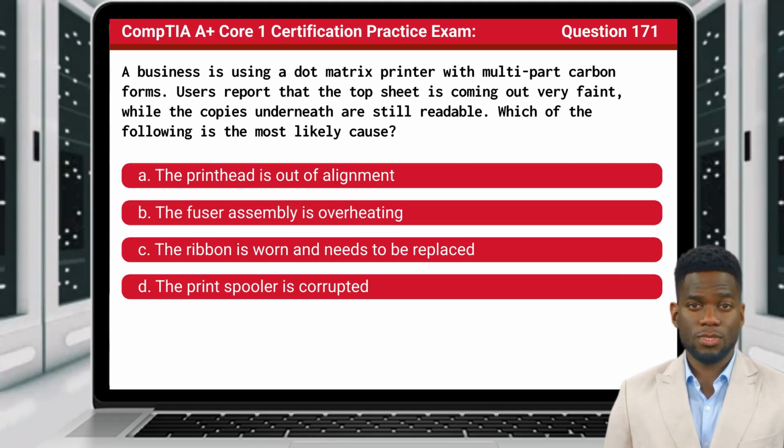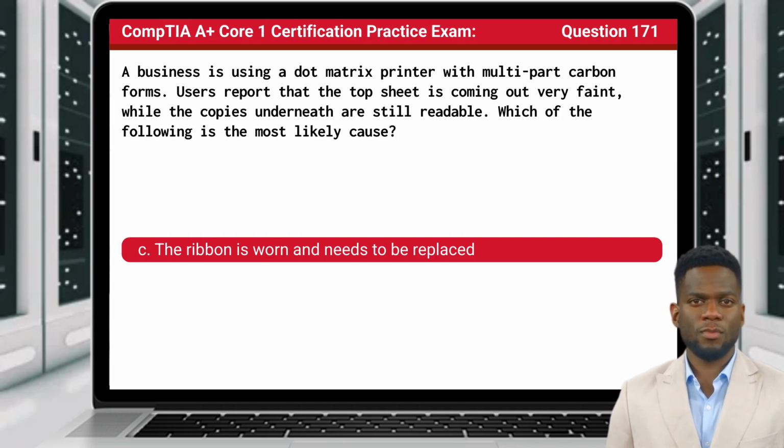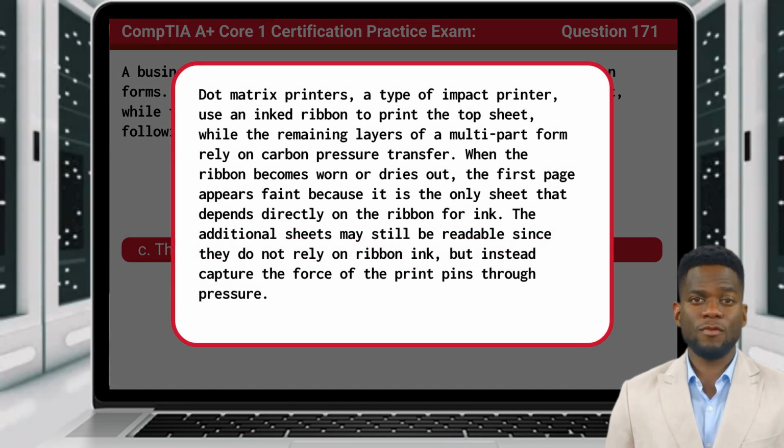The answer is C. The ribbon is worn and needs to be replaced. Dot matrix printers, a type of impact printer, use an inked ribbon to print the top sheet, while the remaining layers of a multi-part form rely on carbon pressure transfer. When the ribbon becomes worn or dries out, the first page appears faint because it is the only sheet that depends directly on the ribbon for ink. The additional sheets may still be readable since they do not rely on ribbon ink, but instead capture the force of the print pins through pressure.